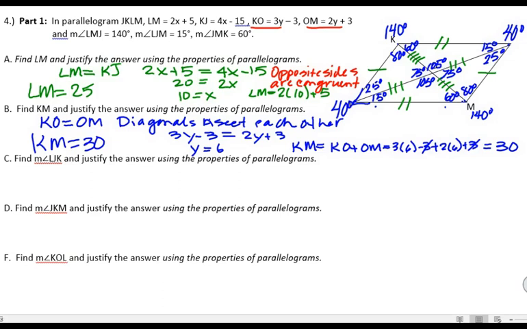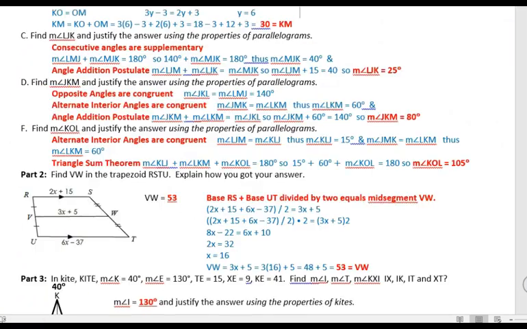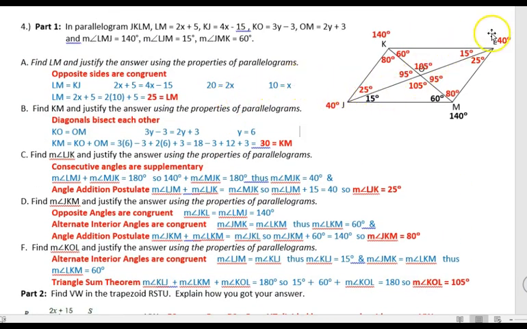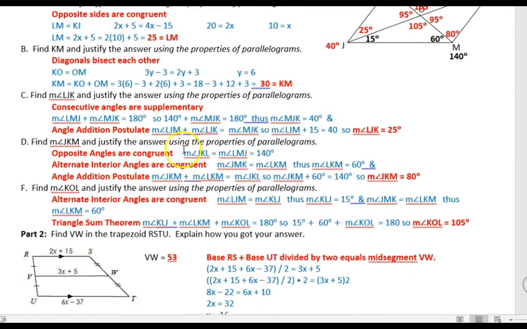Okay, so I'm going to take you to the next page and show you guys what I wrote. So when I look at angle LJK, that's that 25-degree angle right there. It says consecutive angles are supplementary. That's how I got the 40 out here. I basically add these two together, set them equal to 180. That's how I got 40. And then I do the angle addition postulate. I have to add those two angles together to get 40. So I subtract 15 from 40 to get 25. So that's the angle addition postulate.